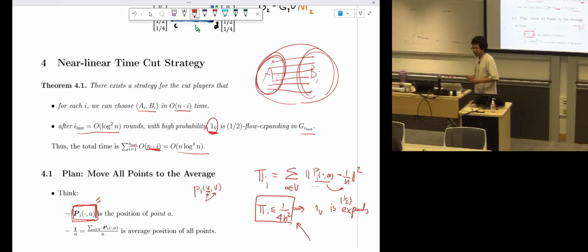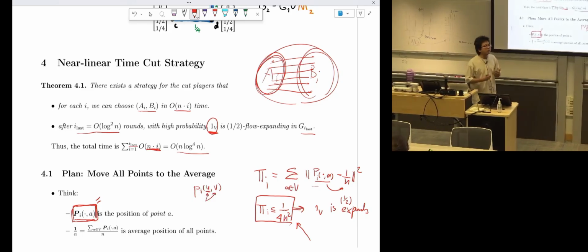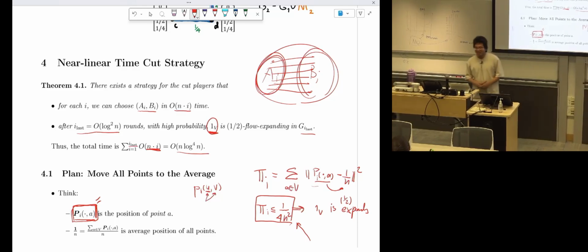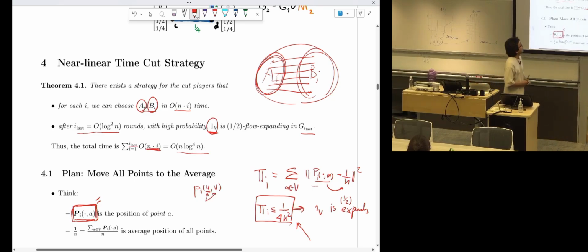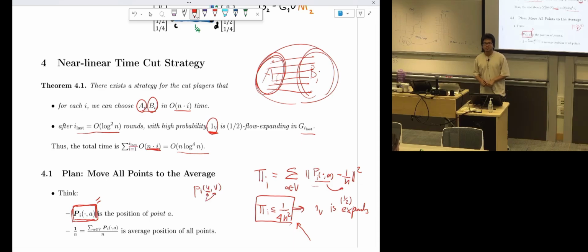Okay, so now the goal of today is to show how to achieve this in fast time. We also talked about the strategy, at least the intuition, of how we want to choose A_i and B_i. What's the heuristic for how you want to choose it? Okay, relatively spread apart clusters. Exactly.